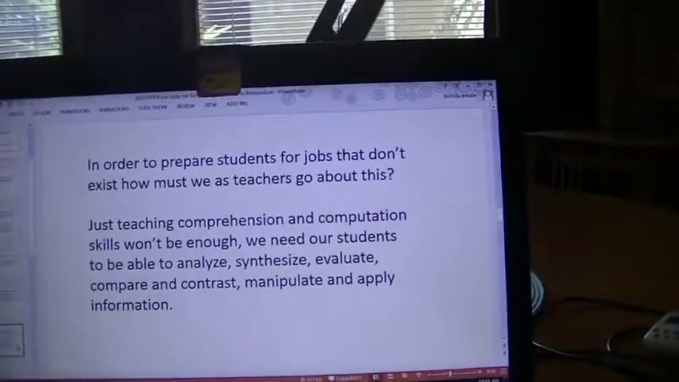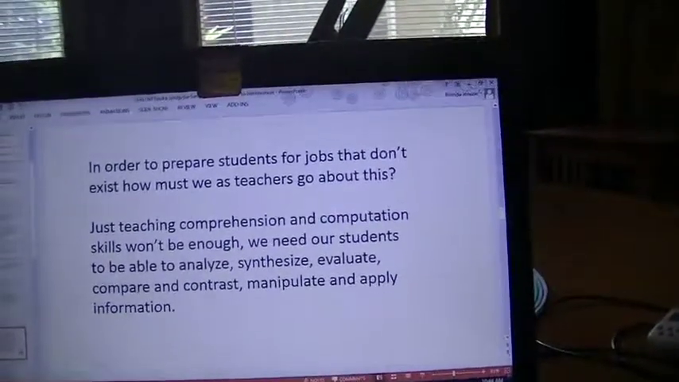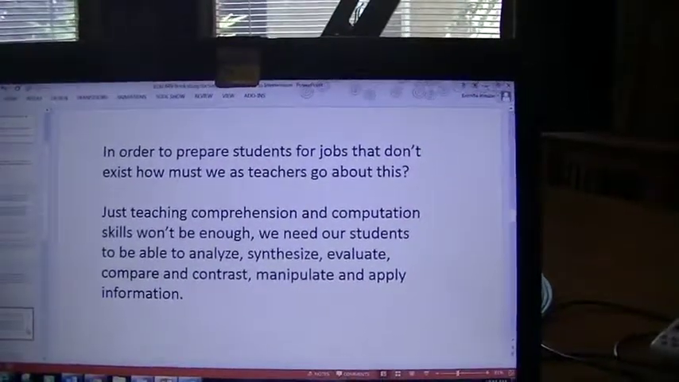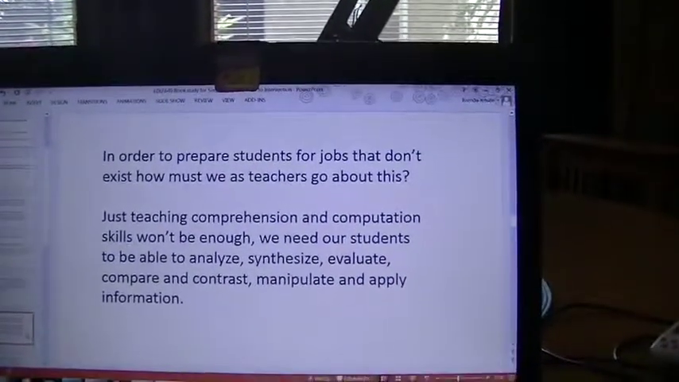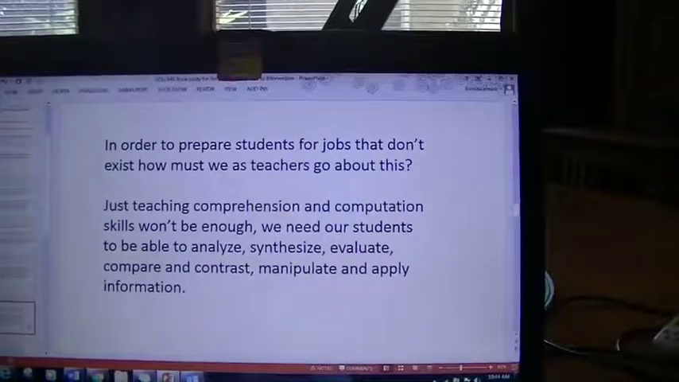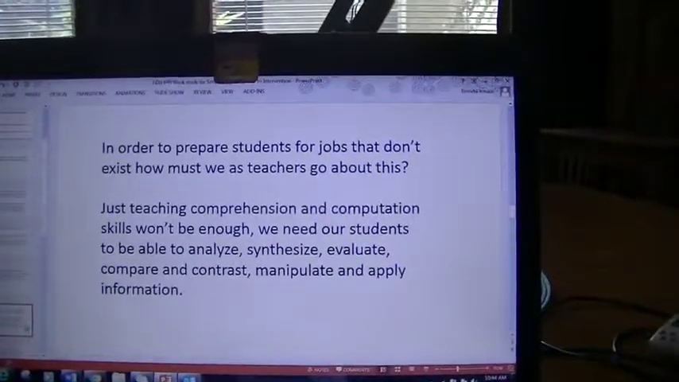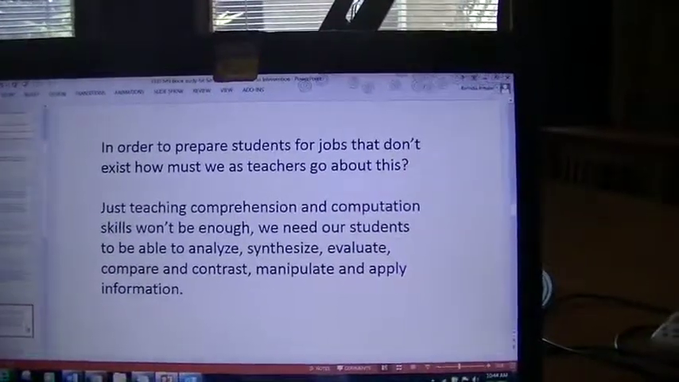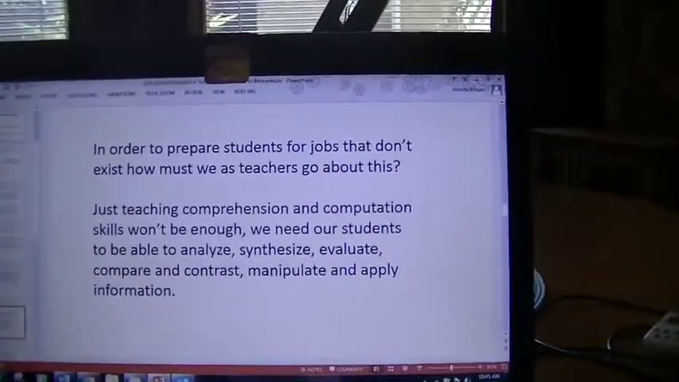And then it's just basically saying on this slide that if we want to prepare students for jobs that don't even exist, we have to figure out how we're going to go about this. And so we just can't teach comprehension and computation skills. We have to get our students to be able to have higher level thinking, to analyze, synthesize, evaluate, compare and contrast, and manipulate and apply information.